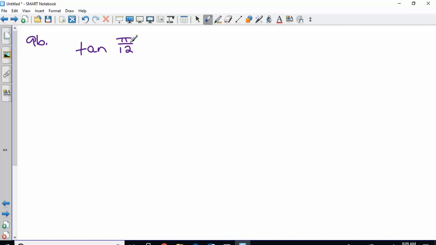Okay, so it's most beneficial to have these in degree form just because it's easier to think about whole numbers that add or subtract something rather than the fraction. So to change this into degrees, we multiply by 180 over pi. So the pi's drop. 180 divided by 12. Okay, so then we need two angles that add or subtract to 15.